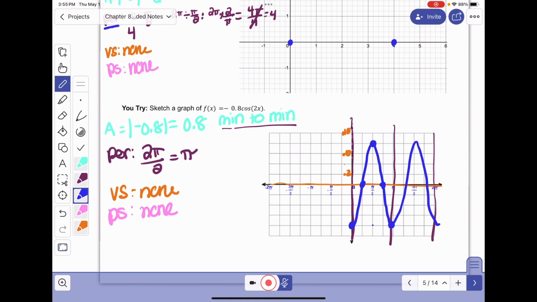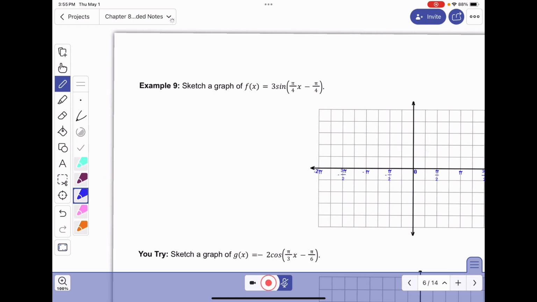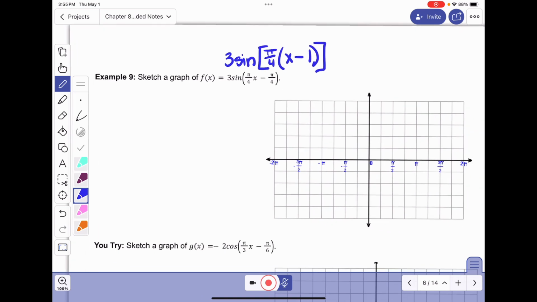All right, let's check out another one that's got more of the pieces. So before we do anything here, we have both a phase shift and a period change. So we're going to take that out. We're going to divide by pi over 4. So pi over 4 divided by pi over 4 is 1. So that's our new equation.